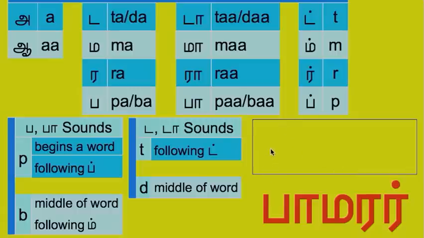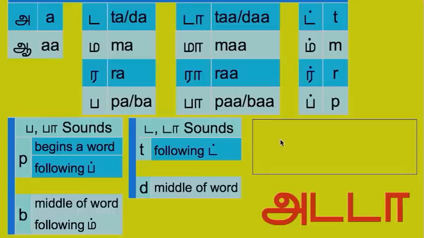Alright, next word. So again, pa. We know it's the pa sound because it's at the beginning of a word. Because we've used this symbol here, it's paa. Next letter, ma. Next letter, ra. And the next letter, ir. Paa, ma, ra, ir. Paamarar. A common person.